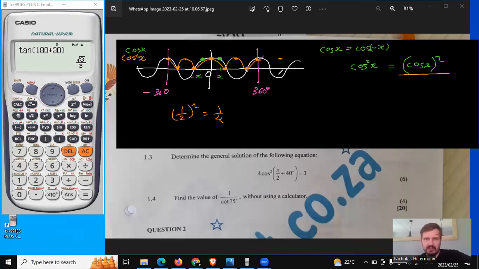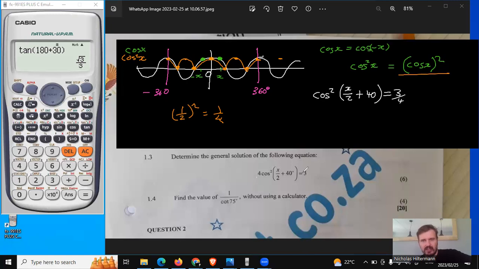Okay, now let's just see how we would actually solve this. So the first thing I want to do is look at problem children. What is the problem child? Well, the problem child is the 4 to begin with. So if I divide through both sides by 4, the 4 goes away, and so then I'll end up with cos squared x over 2 plus 40 equals 3 over 4, which is fine.